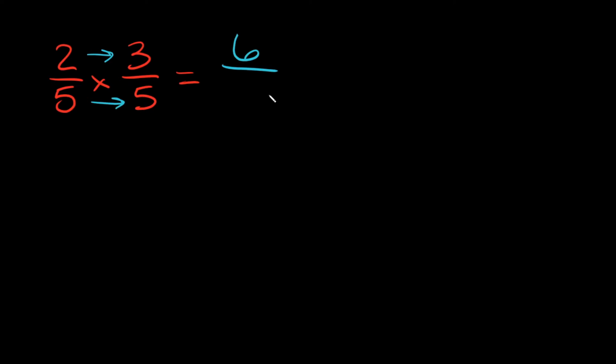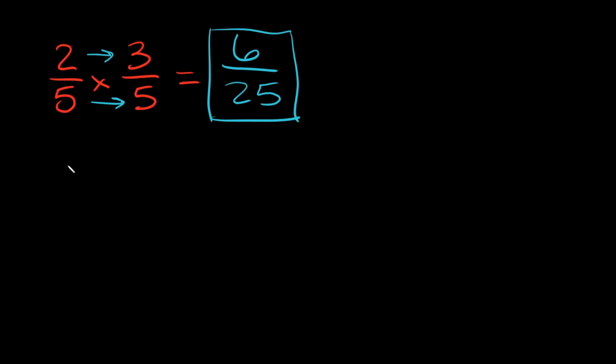So first example, we're going to do 2 over 5 times 3 over 5. Whether we have proper or improper fractions, whether the denominators are the same or different, it doesn't matter. All you do is multiply straight across. You multiply the top together and you multiply the bottom together. What's 2 times 3? That's 6. What's 5 times 5? That's 25. So the answer is 6 over 25. Pretty easy, right? So let's do another example.